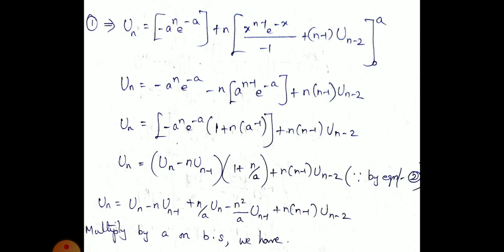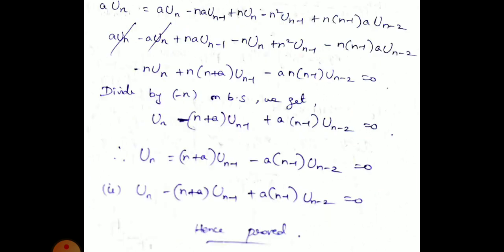Now multiply by a on both sides. So we have a u_n equals a u_n - n a u_(n-1) + n u_n - n^2 u_(n-1) + n(n-1) a u_(n-2). Now take the u_n terms to the left-hand side so they become negative, and take the remaining terms to that side also and make it equal to 0.